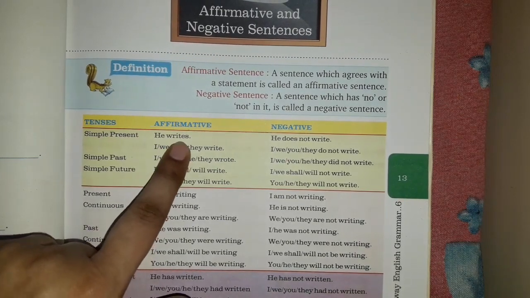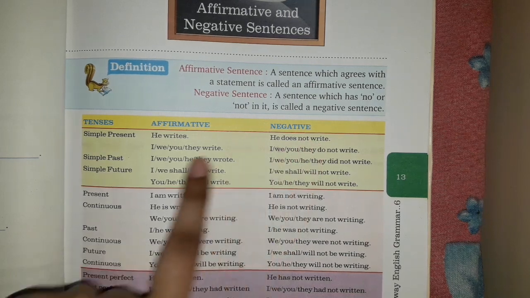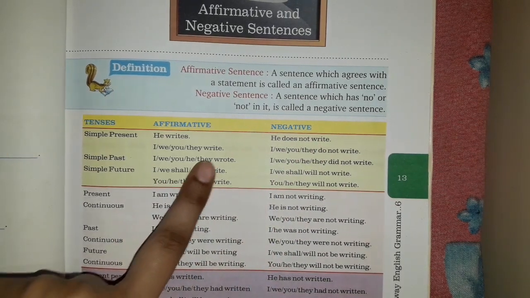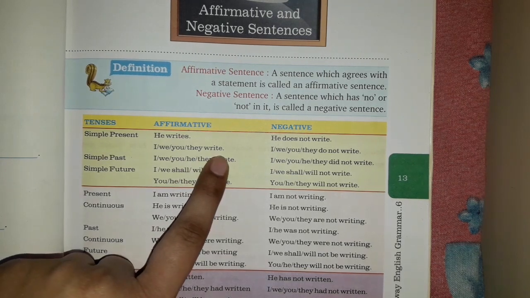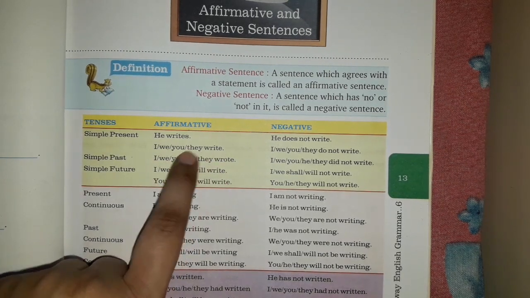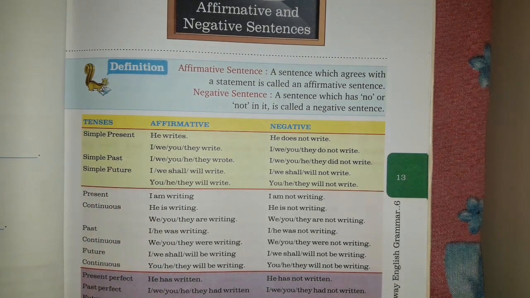So he writes. What will be the negative? It will be he does not write. I, we, you, they write. These are the list of words that are given, and write is written without s. Why? Because they all come under the plural category, and whenever there is a plural subject, it always has a verb without s.